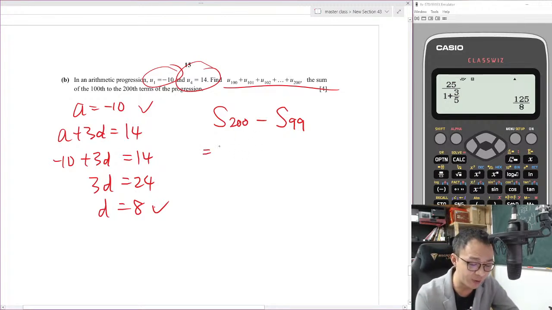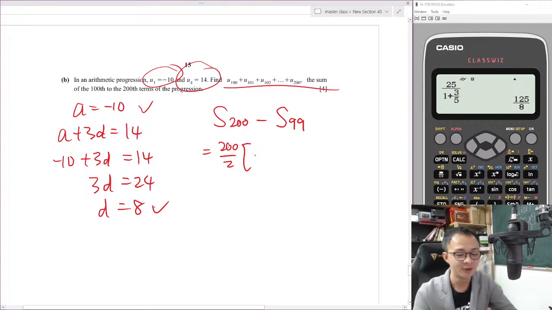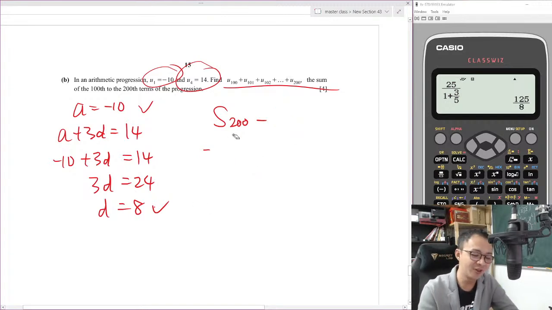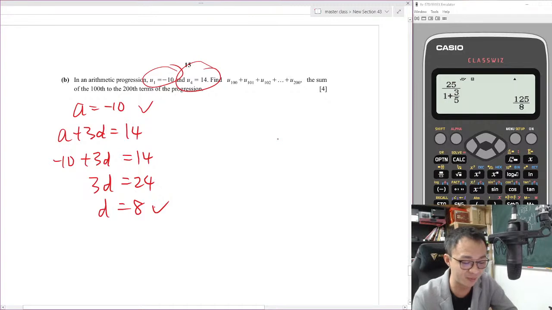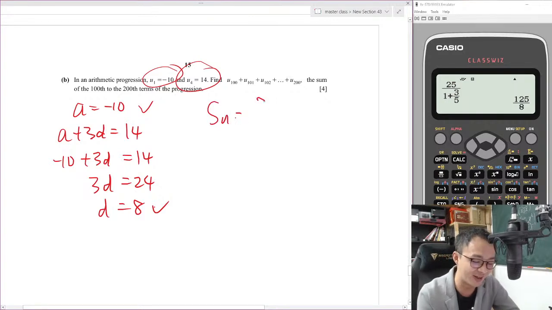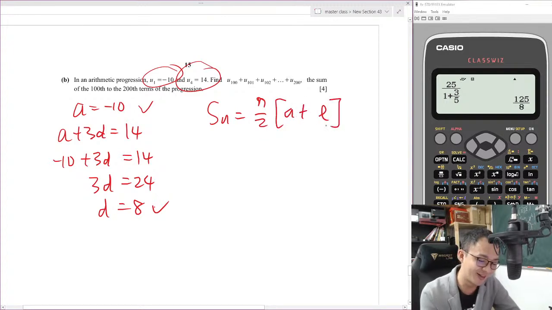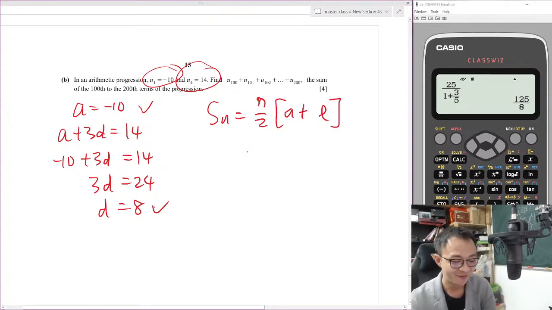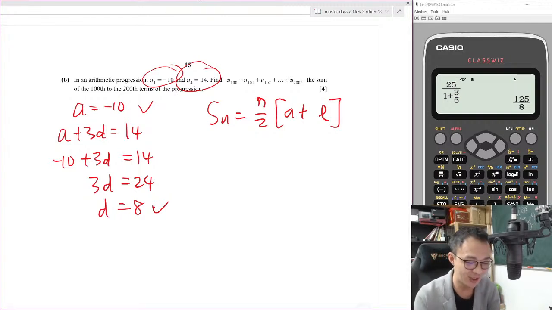So just apply the formula. This is 200 over 2, 2a. Or I can just do, I don't want to do this one. Yeah, this one can work, but I have a formula for Sn, which is n over 2 (a plus l). I can just find all my terms here, so yeah, this one can work. Just now and this one both will give us the same answer. Let's do this. Actually both also work.